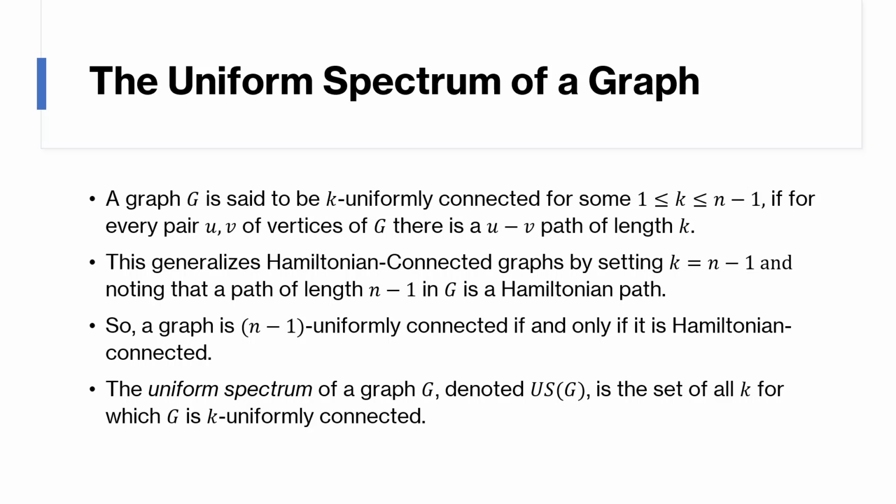Now the uniform spectrum of a graph is the collection of all those integers k for which G is k-uniformly connected. So a graph being Hamiltonian connected is the same as having n minus 1 in its uniform spectrum. It's an element of its uniform spectrum. And so we've looked at this for various graphs. We've determined uniform spectrums of large classes of graphs. I'll mention a few of those here, and then I'll get to the conjecture.